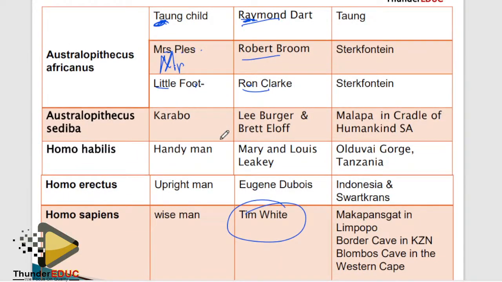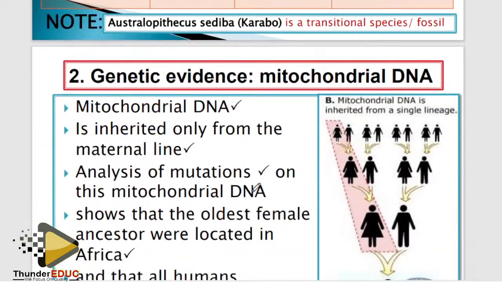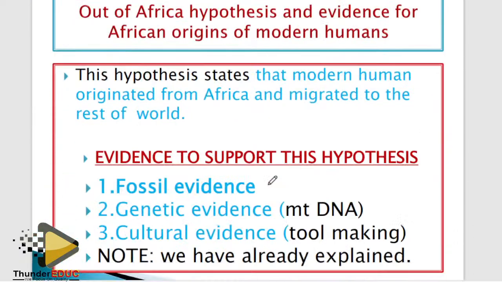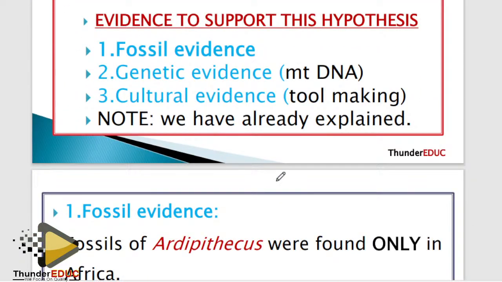Then Australopithecus sediba. Sediba is Karabo. That one is Lee Berger. Please, you need to know that. Homo sapiens, Homo naledi, and then Homo erectus. Please watch that small video. We will be able to know. Yes. But now, how do we use this as genetic evidence? These five marks, please. Evidence to support the Out of Africa hypothesis. How do I use this?